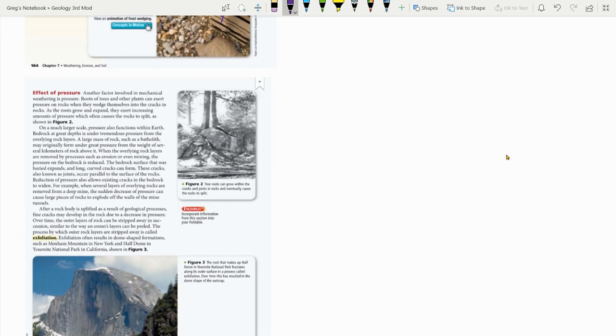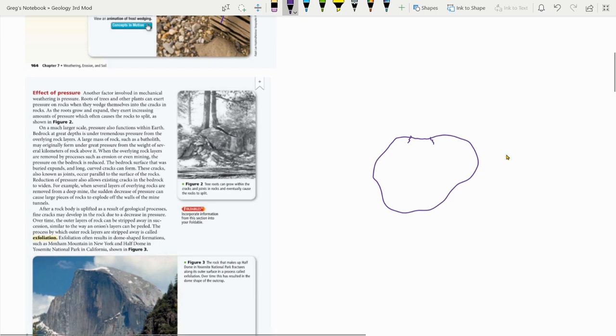Okay. The effects of pressure. Another factor involved in mechanical weathering is pressure. Roots and trees and other plants can exert pressures on rocks as they wedge themselves into cracks. This is biological weathering. All right, it's another mechanical weathering. And in this case, let's draw a rock again. And when I'm drawing this rock, let's think of something huge, like a boulder or something like this picture here. What happens is over time we get these little cracks.